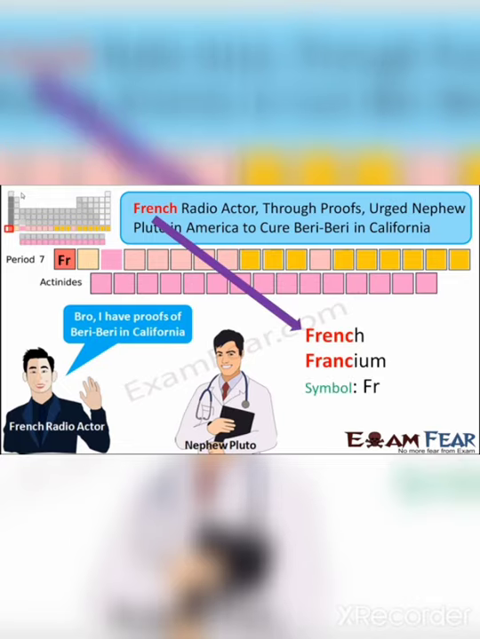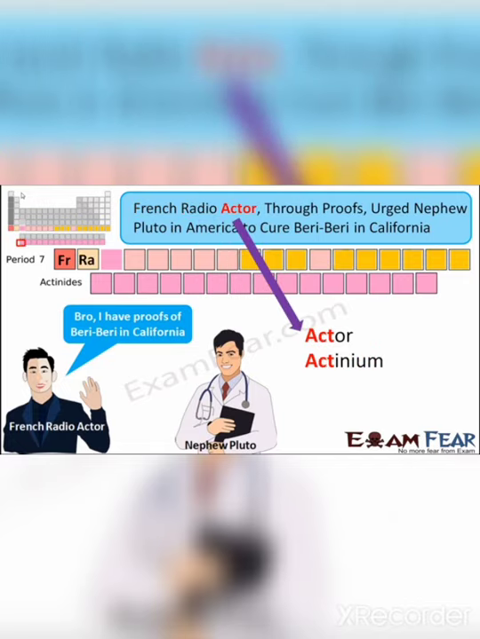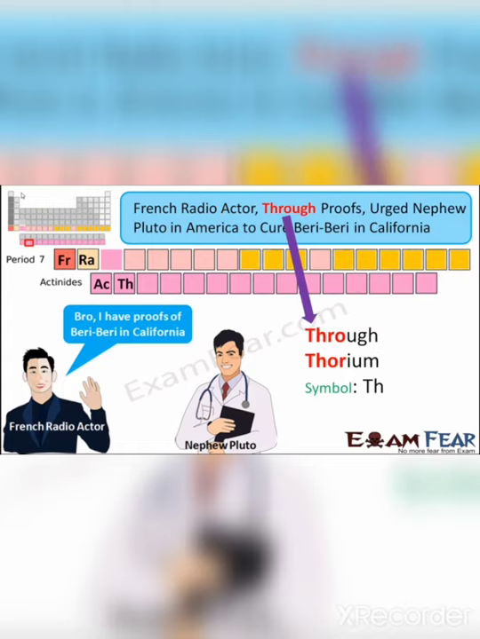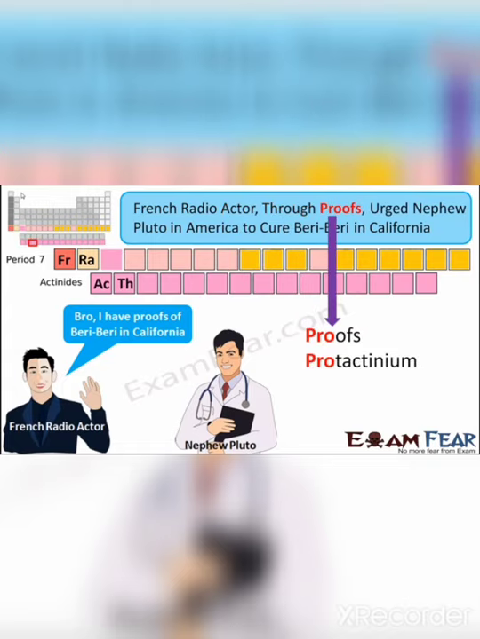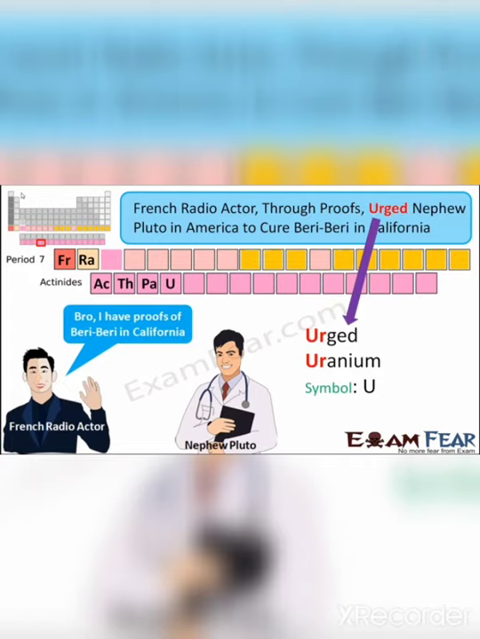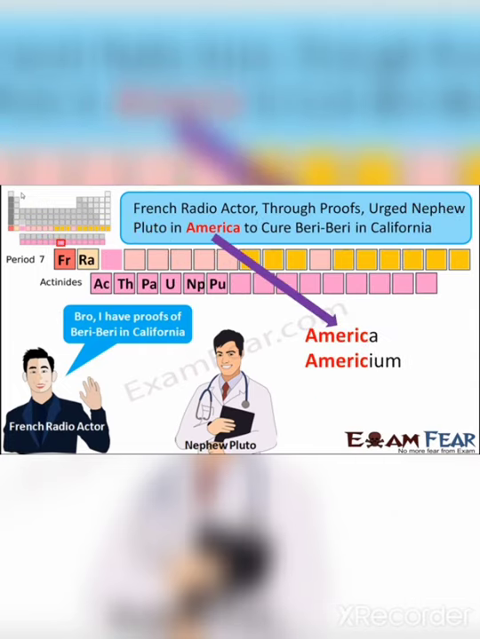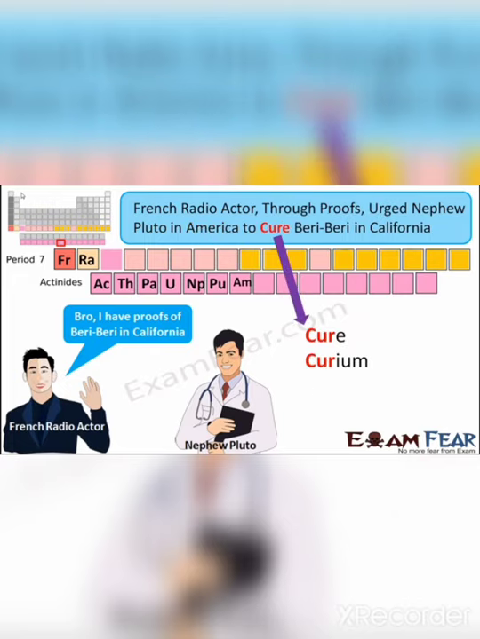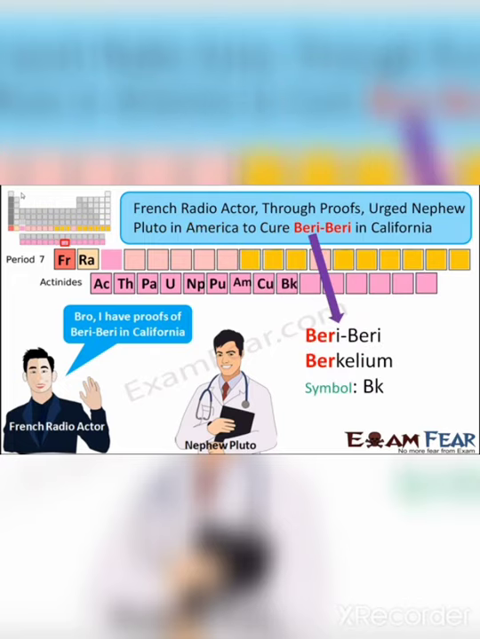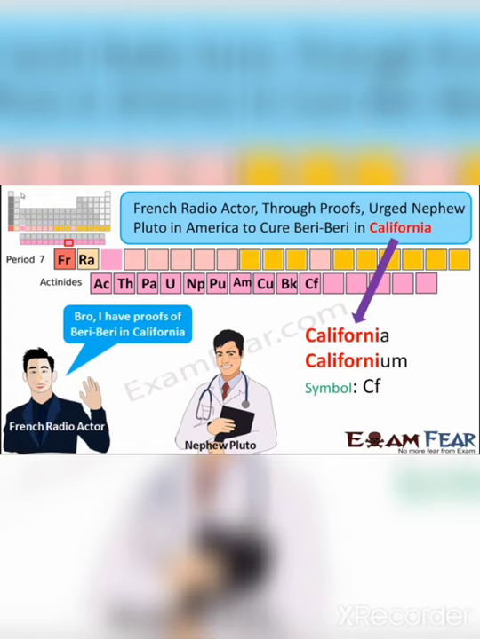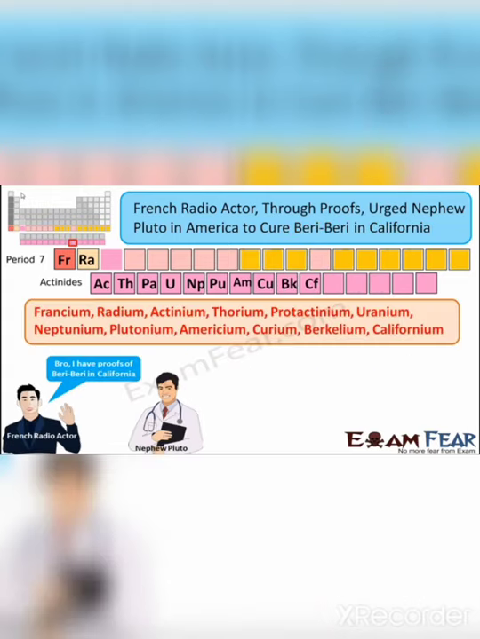So here French reminds of francium with symbol Fr, radio reminds of radium, actor for actinium, through for thorium, proofs for protactinium, urged for uranium, nephew for neptunium, Pluto is plutonium, America is americium, cure is curium, beriberi is berkelium, and California is californium. So our final memory tip for the elements of period 7 would be francium, radium.